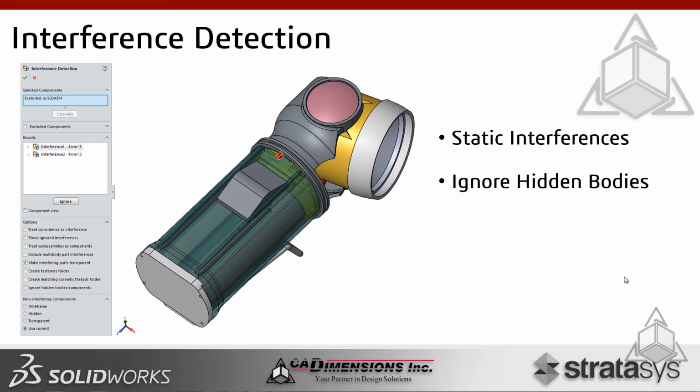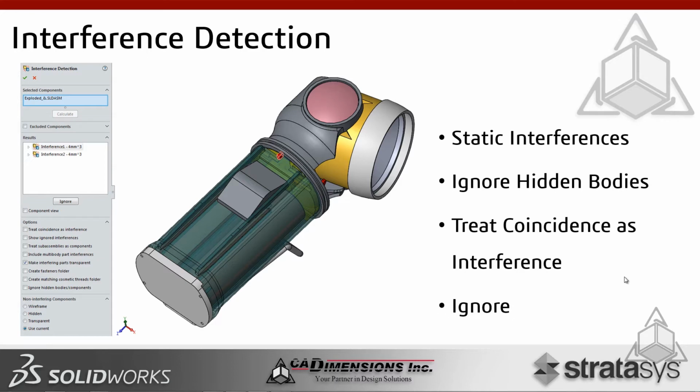We have the ability to ignore hidden bodies. So if you have things hidden on purpose, you can make sure you turn those off so those do not get included inside of this tool. You can also have the option to treat coincidence as interference. So if you do have faces that are touching and you want to have a gap in there, you can see what might actually be interfering, even though they're really not physically overlapping. And then we have the ability to ignore. If you use treat coincidence as interference, you're going to get a lot of interferences.